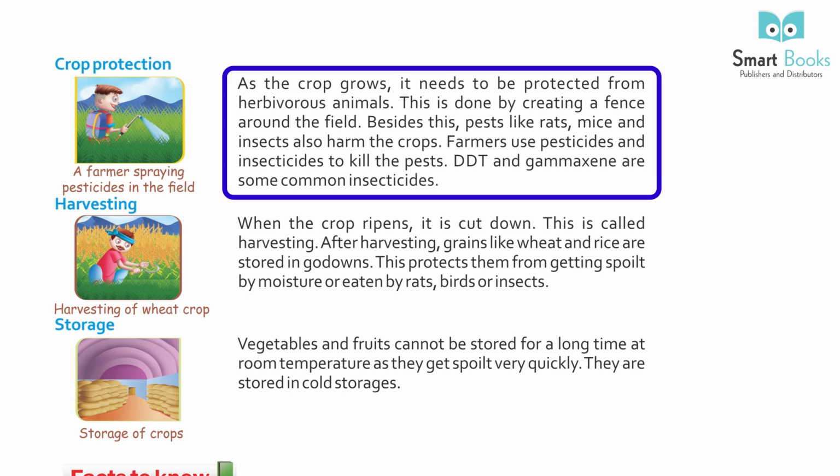Besides, pests like rats, mice and insects also harm the crops. Farmers use pesticides and insecticides to kill the pests. DDT and Gammexane are some common insecticides.